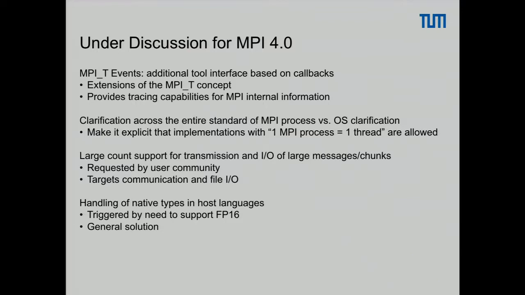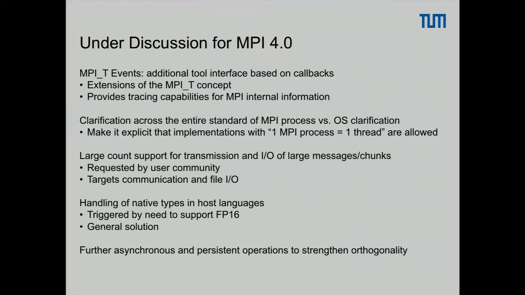So what happens with the next type? Do we add a type every single time, making the standard more complicated? So we're working on a general solution that allows us to take types defined in host languages, in C and C++, as those standards evolve, automatically into MPI with a kind of standardized naming scheme. So that you can use other types that C, C++, or Fortran define and use them directly in MPI without having to change anything.